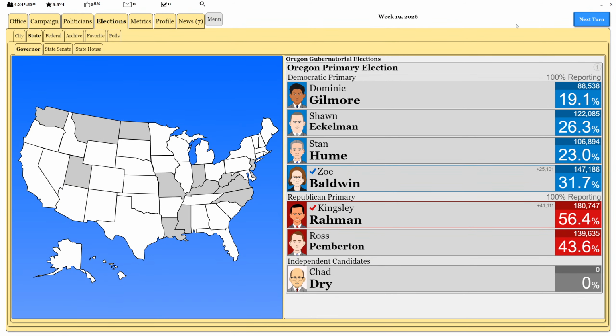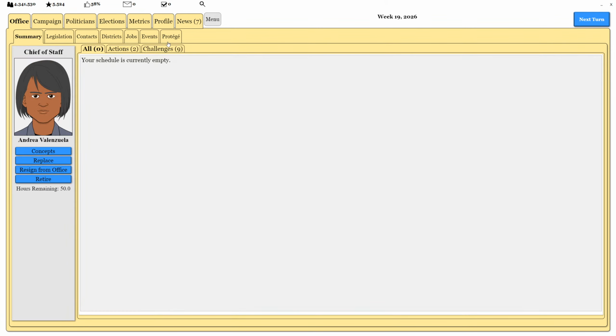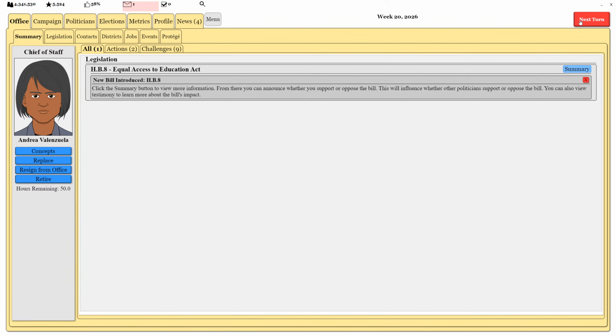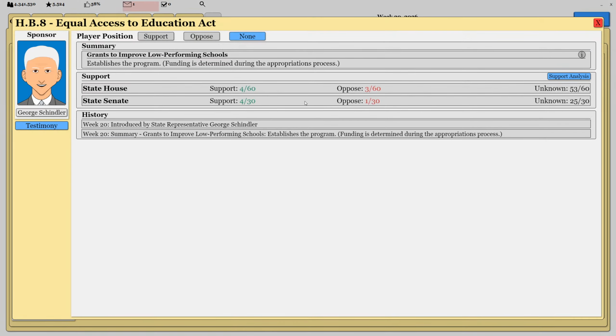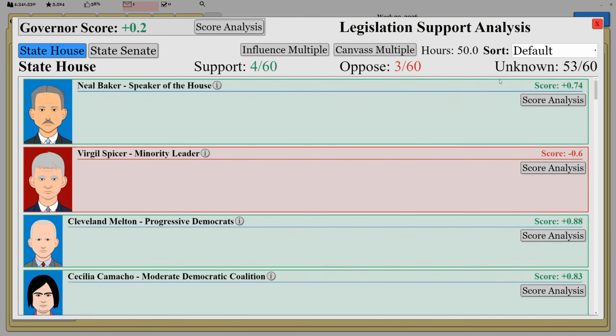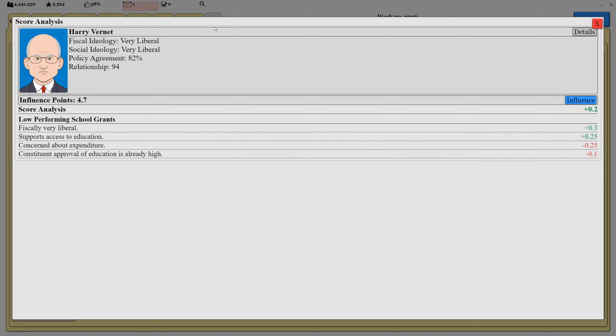The party demographics are in your favor. All right, now we just have to go to the election. Equal Access to Education Act. What is this? Grants to improve low-performing schools. Funding is determined during this. Unknown support analysis. Okay, so score analysis. Fiscally very liberal, supports access to education, concerned about the expenditure, and constituent approval of education is already high.